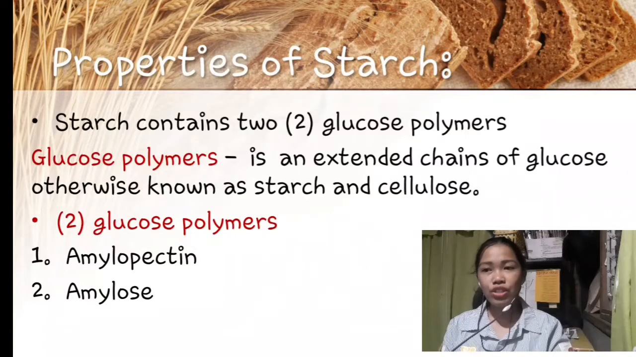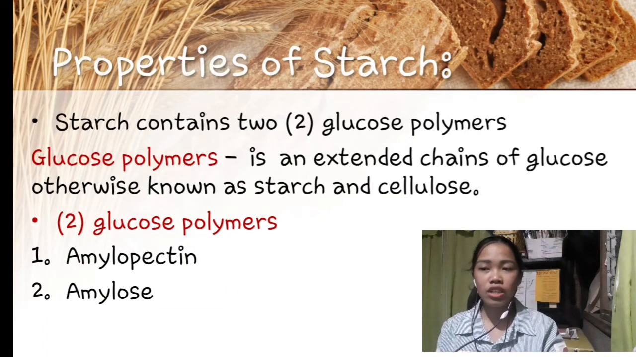I'm going to report about the properties of starch, syneresis, and retrogradation. Starch is the second most abundant carbohydrate found in plants, serving as the major storage for carbon and energy. Starch contains two major glucose polymers. But first, let's define what glucose polymers are. Glucose polymers are extended chains of glucose, otherwise known as starch and cellulose.